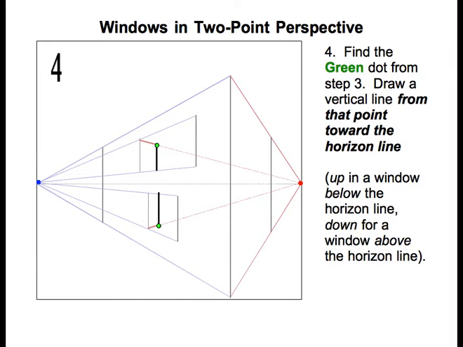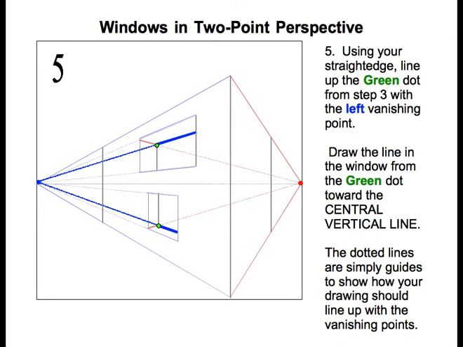Find the green dot from step 3. Draw a vertical line from that point towards the horizon line. So that would be up in a window that's below the horizon line, or down for a window that is above the horizon line. Using your straight edge, line up the green dot from step 3 with the left vanishing point. Draw the line in the window from the green dot towards the central vertical line. The dotted lines are simply guides to show your drawing should line up with the vanishing points.